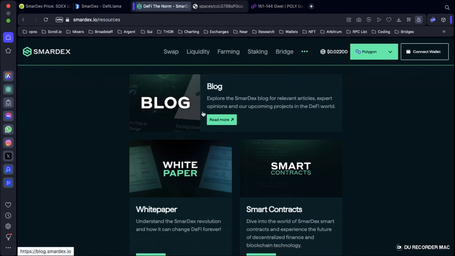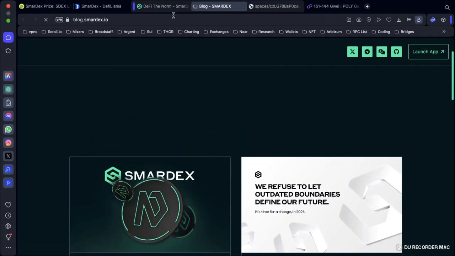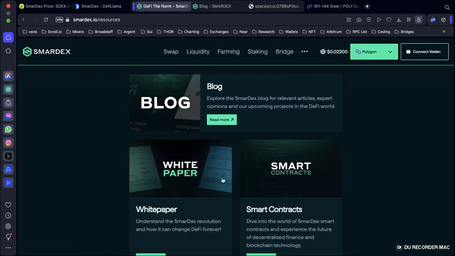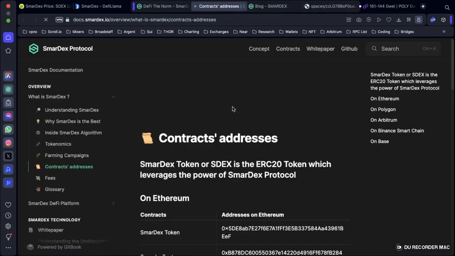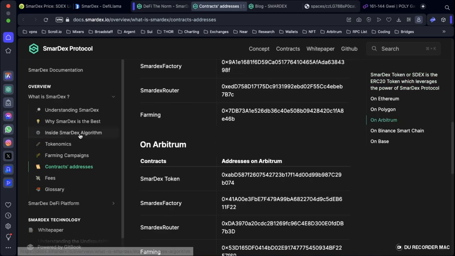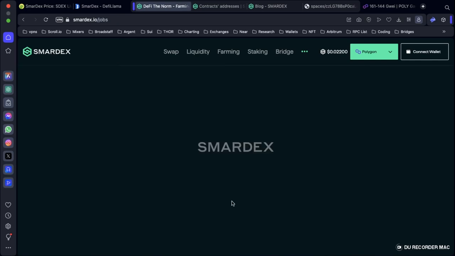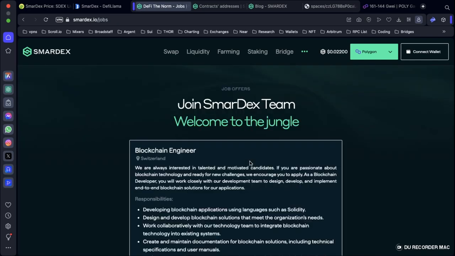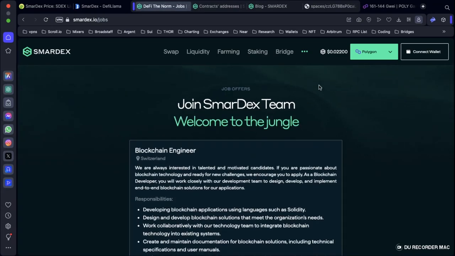You also have a blog page. You can read up on the SmarDEX blog. They have information there where they release documents on what they're doing, what's going on with the protocol. You have the smart contracts. You can read their smart contracts, the addresses. All these are in the docs. They even have openings for jobs. Never even looked into them. If you're an engineer, you can even apply to join the SmarDEX team, which is pretty cool.